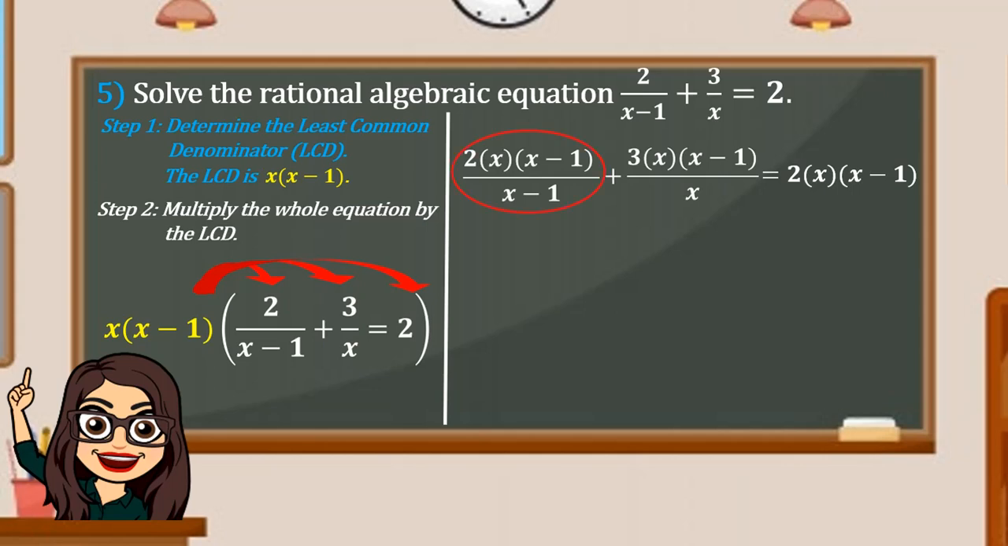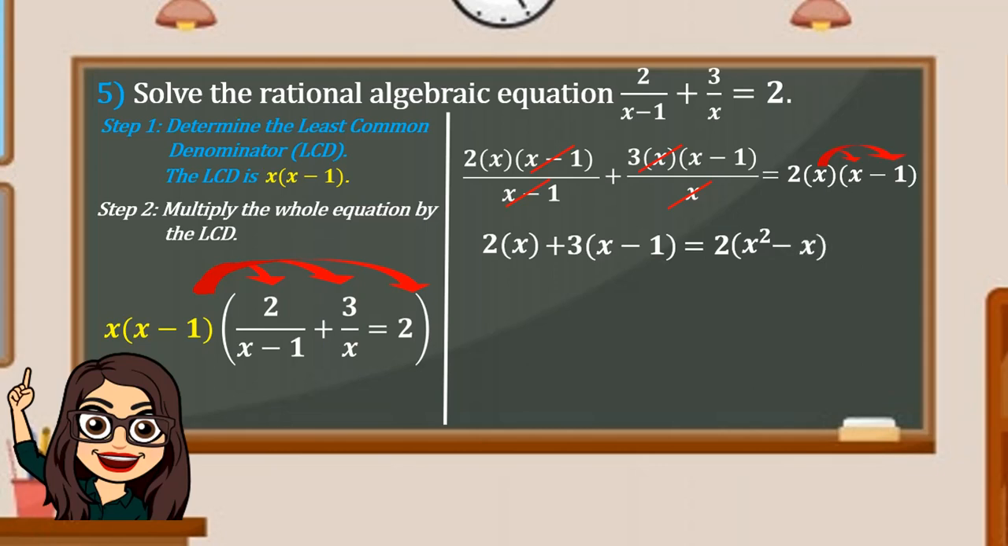So for 2 times x times quantity x minus 1 over x minus 1, cancel x minus 1. So we have now 2 times x. For the term 3 times x times quantity x minus 1 over x, we will cancel x. Then we have 3 times quantity x minus 1. Then we have 2. Then we will distribute x to the quantity x minus 1. X times x is x squared. X times negative 1 is negative x.